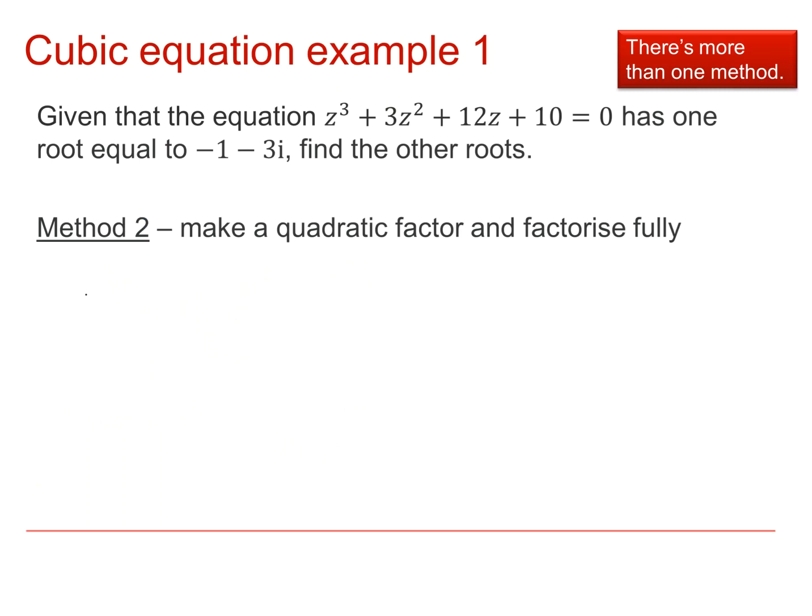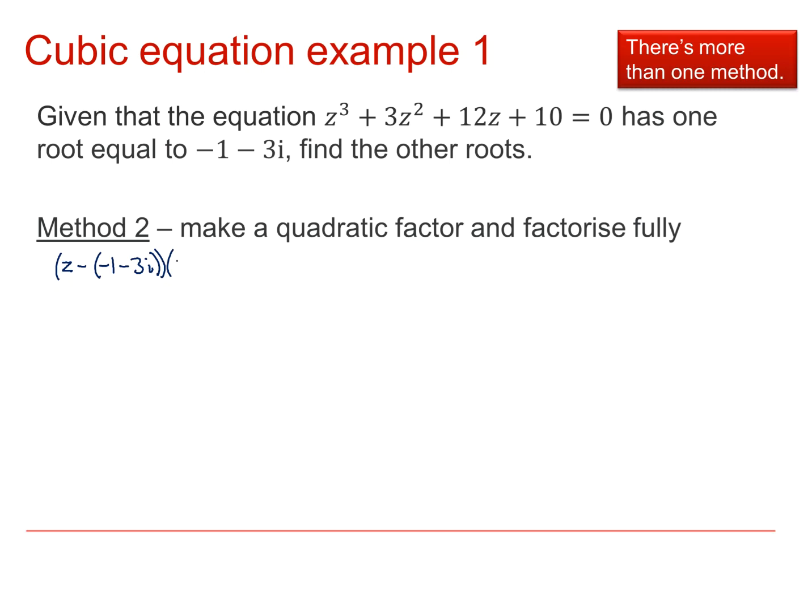Our second method involves making a quadratic factor and factorising fully. So our first root is minus 1 minus 3i, so our first factor is z minus minus 1 minus 3i. Pause the video and complete this solution.